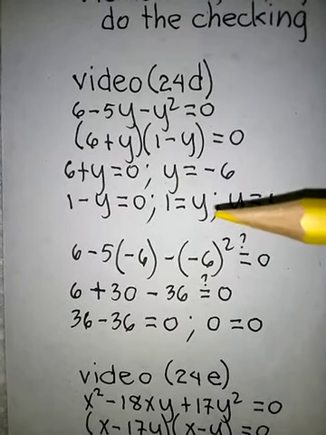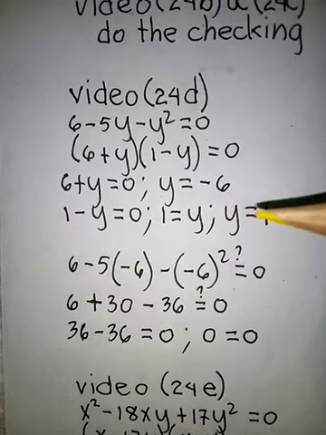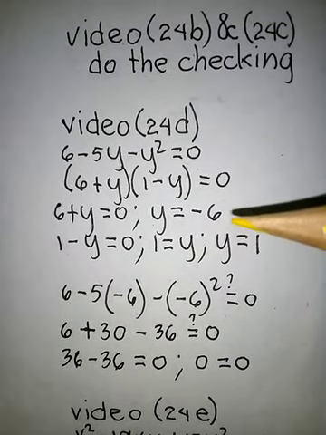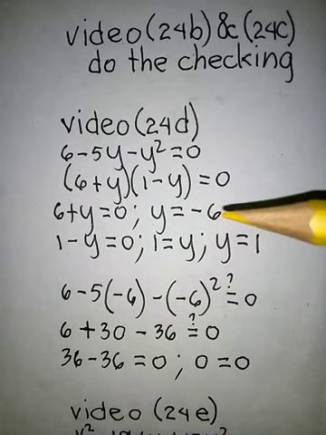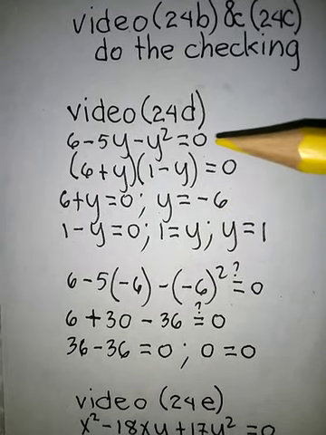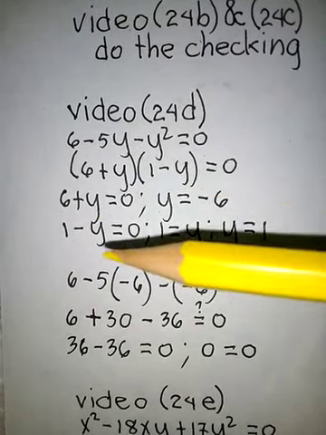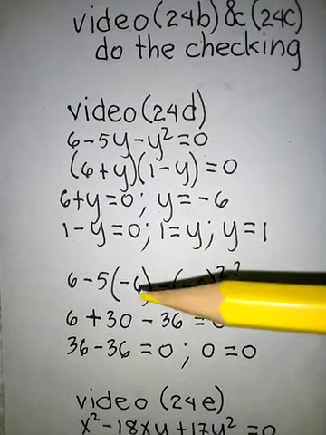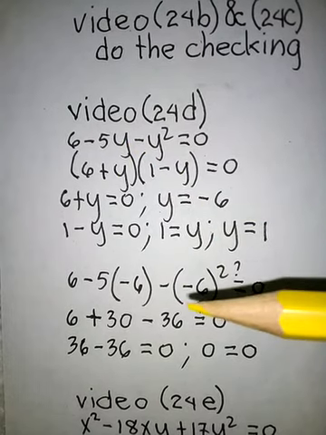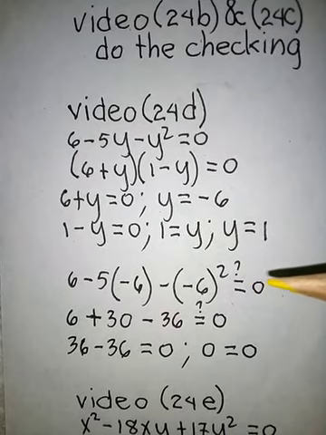So, substitute the values to the original equation. So, let's try first y is equal to negative 6. So, here we have 6 minus 5, y is equal to negative 6, minus quantity negative 6 quantity squared. Is this equal to 0?